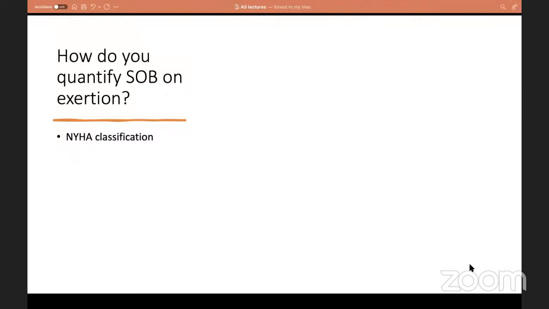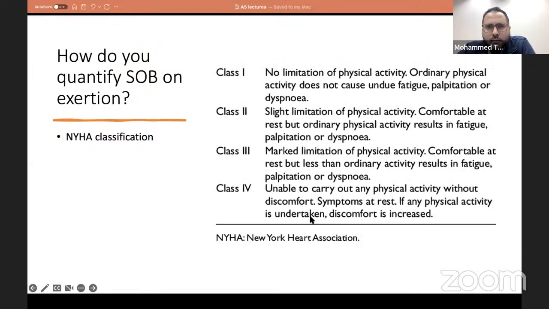Start with 4, severe symptoms without exertion. 3, is it at rest, you mean? At rest, right, okay. And less than that, 3 is on minimal exertion. 2 is on exercise, and 1 is heart failure but no symptoms. Correct. So class 4, as you said, there is symptoms at rest.